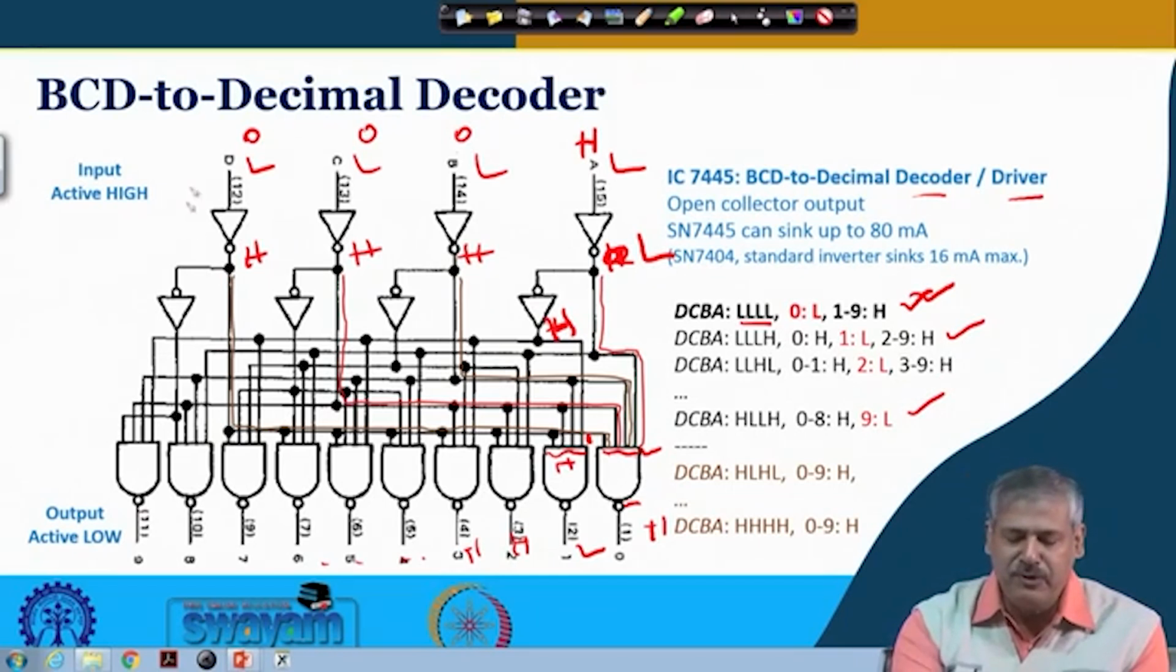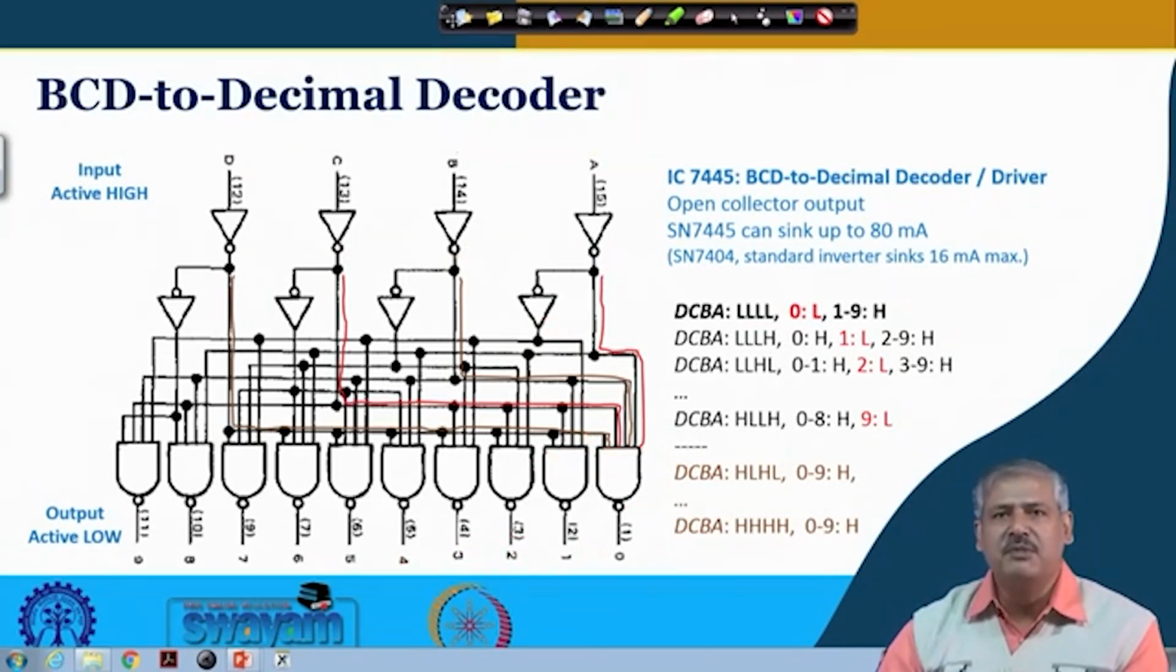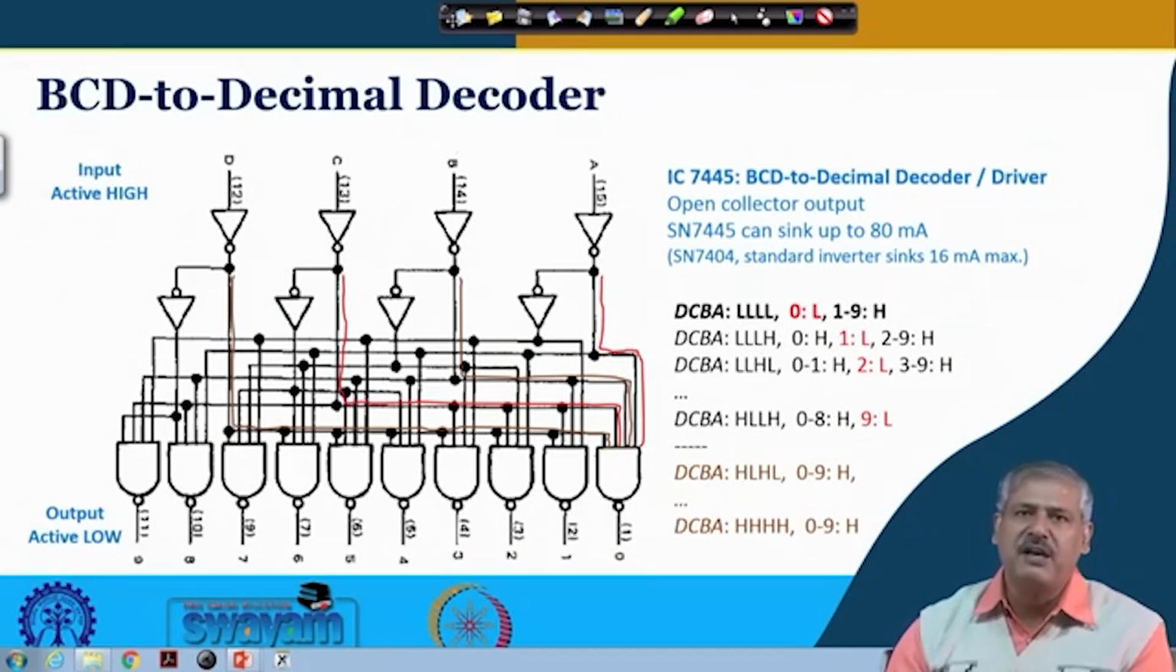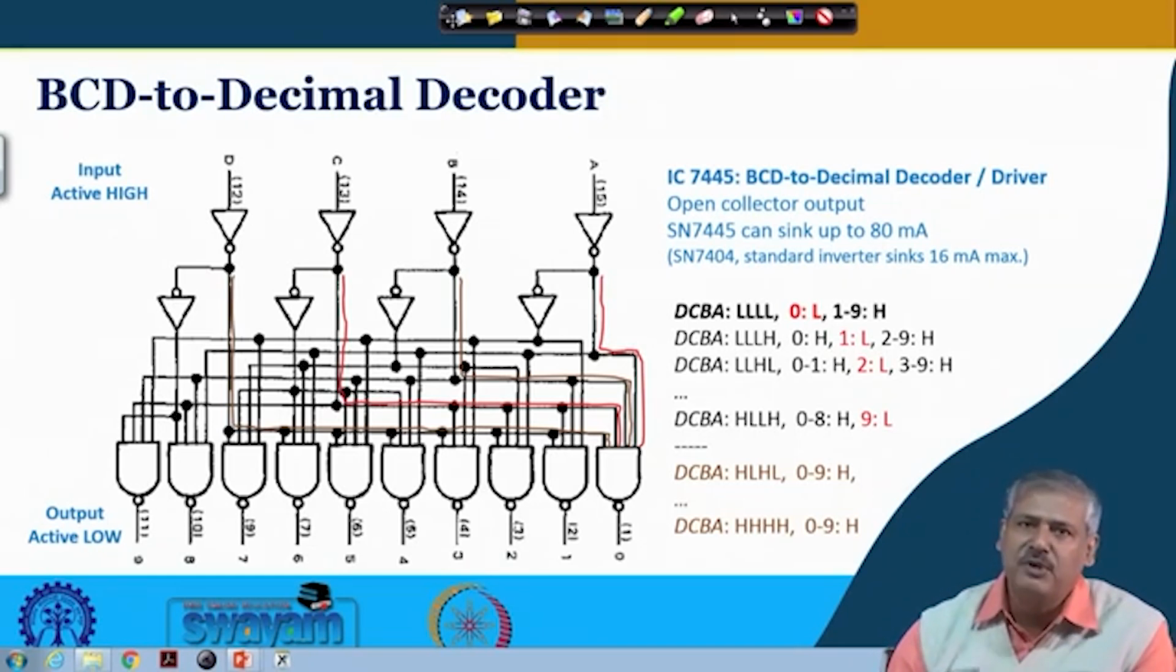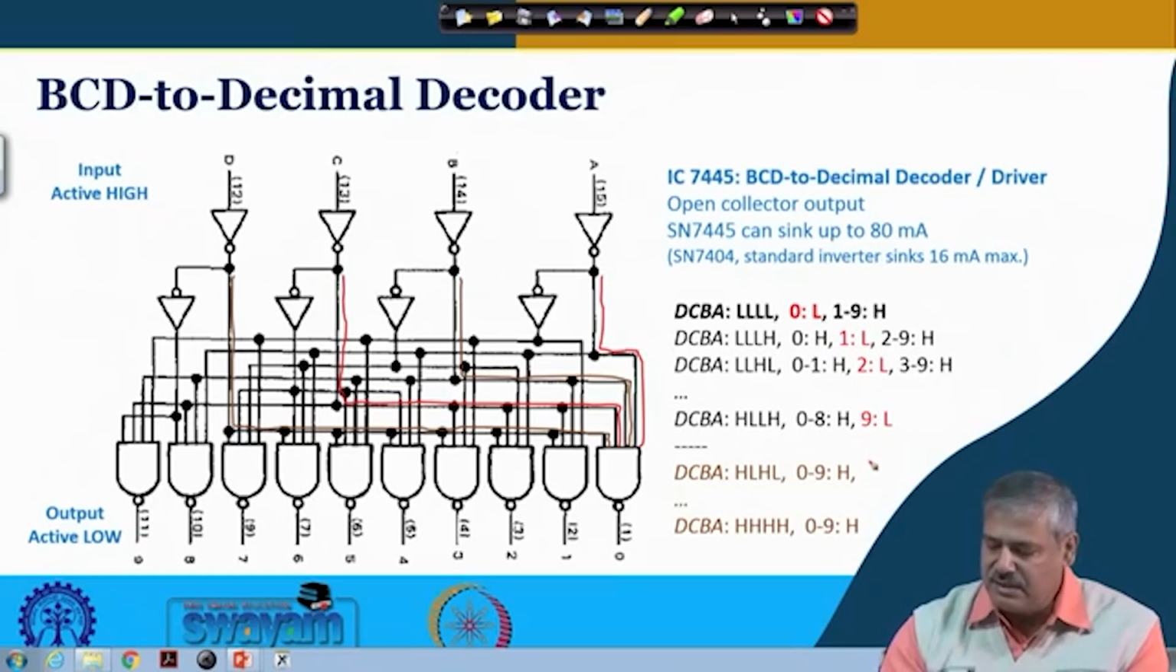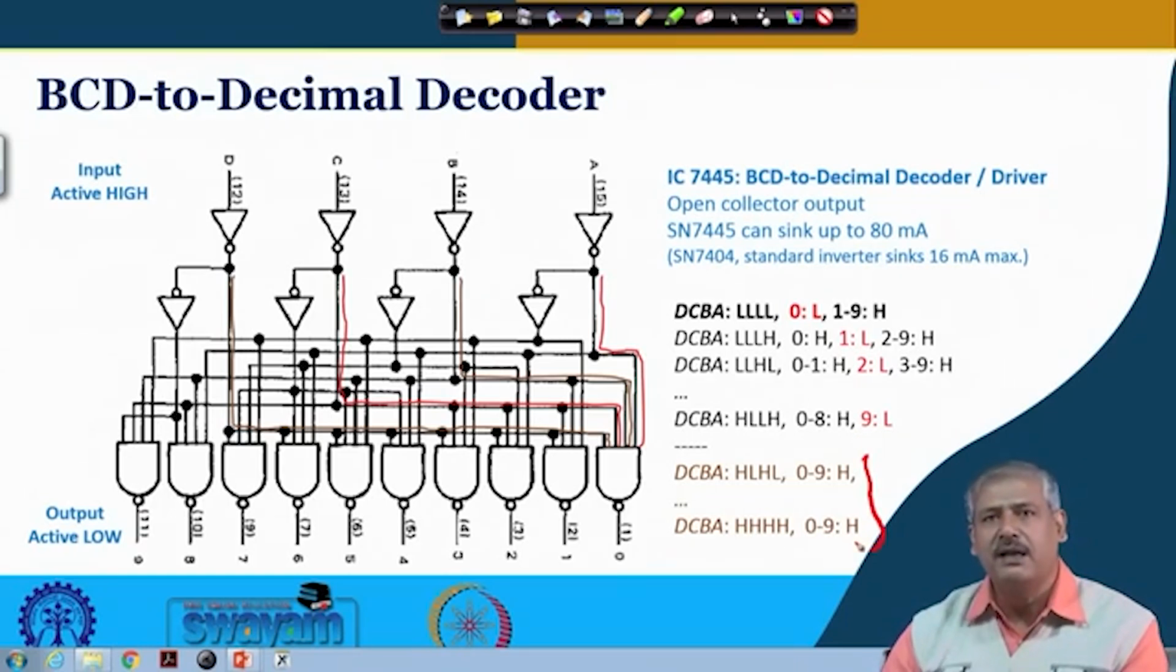With these four inputs we can have 16 possible combinations, but since we know for sure that the input is binary coded decimal, only 0000 to 1001 is expected. Any other combination we are not bothered about, we do not care. For any other combination the output will be high, but we do not care about it. This is what we can see.